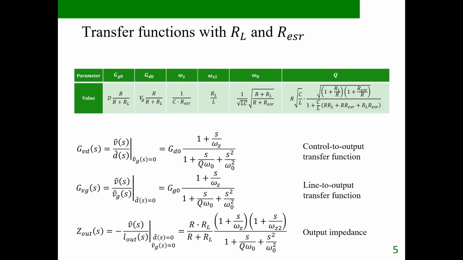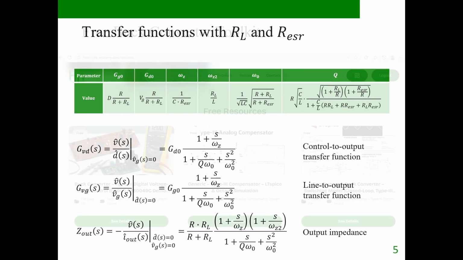The natural frequency omega 0 is also slightly shifted because both parasitics weaken the effective LC stiffness. The key takeaway is RL lowers the Q factor and damps the resonance, while ESR introduces the zero that boosts magnitude and phase at high frequencies. Together, they produce a plant that is much less ideal and much more realistic.